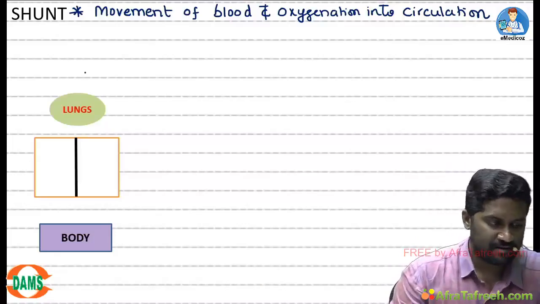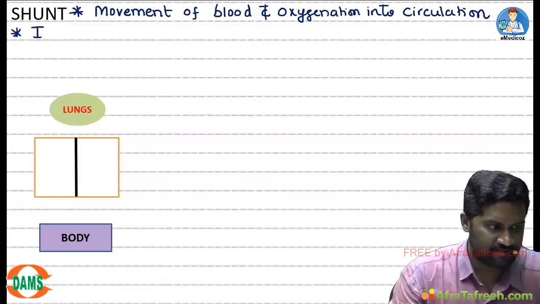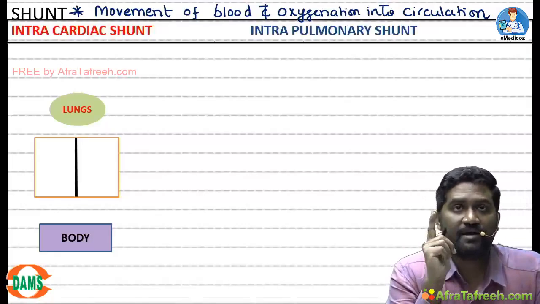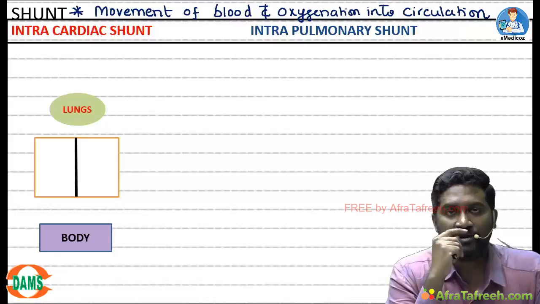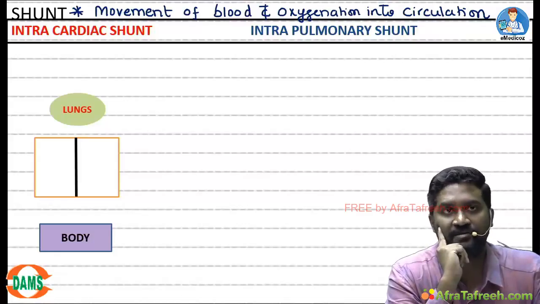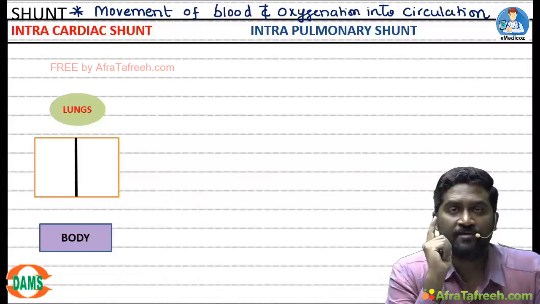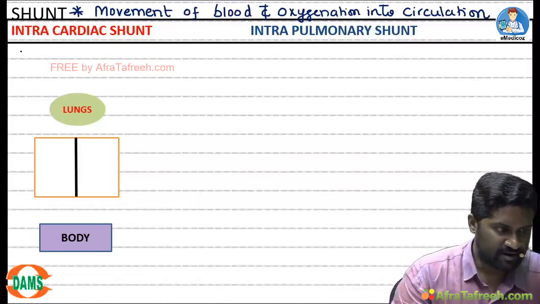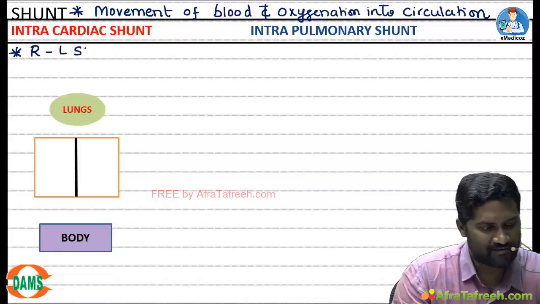This shunt can happen at the level of the heart. That phenomenon is called intracardiac shunt. It can happen in the lungs. When it happens in the lung, it is called intrapulmonary shunt. So there is movement of deoxygenated blood into circulation. This is called shunt. If it happens at the level of the heart, it is called intracardiac shunt. If it happens in the lungs, it is called intrapulmonary shunt. For intracardiac shunt, the most important example is a right to left shunt.